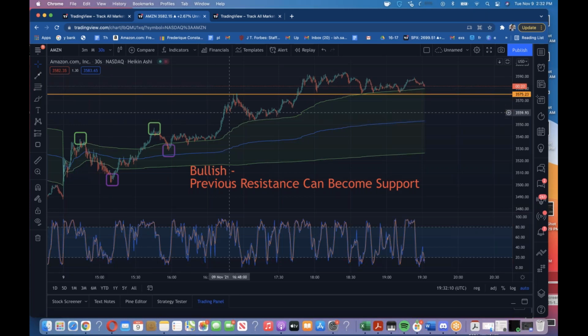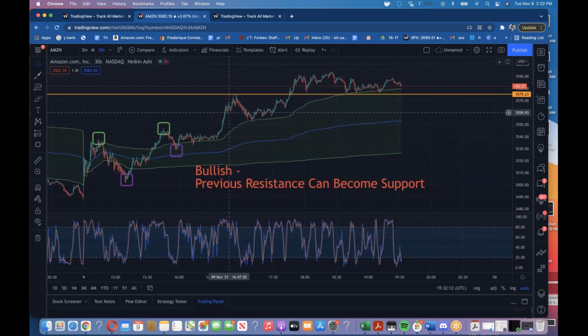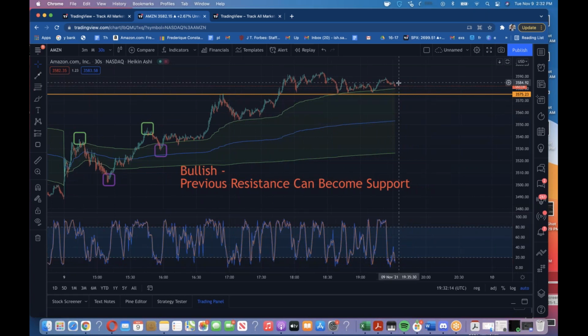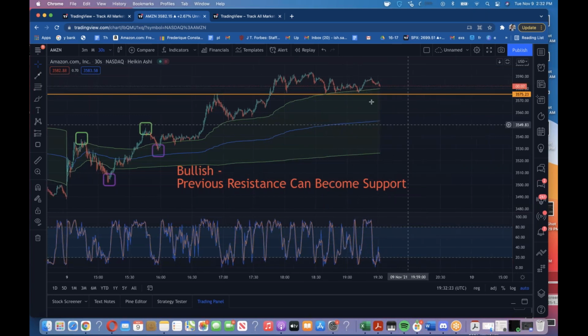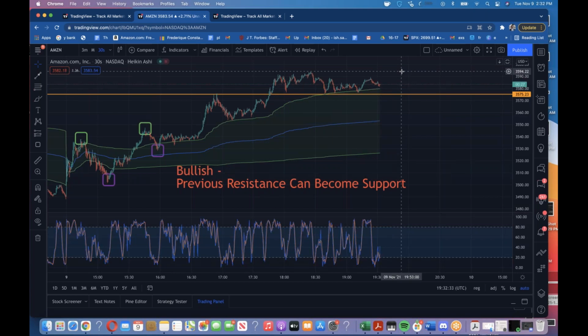So essentially, if you want to have a tight stop on this day trade, this previous resistance has been acting as support for the stock. I wouldn't be surprised to see Amazon bounce over this and make a new high of day and hit our price target. That would symbolize very bullish price action, because the previous resistance can become support.